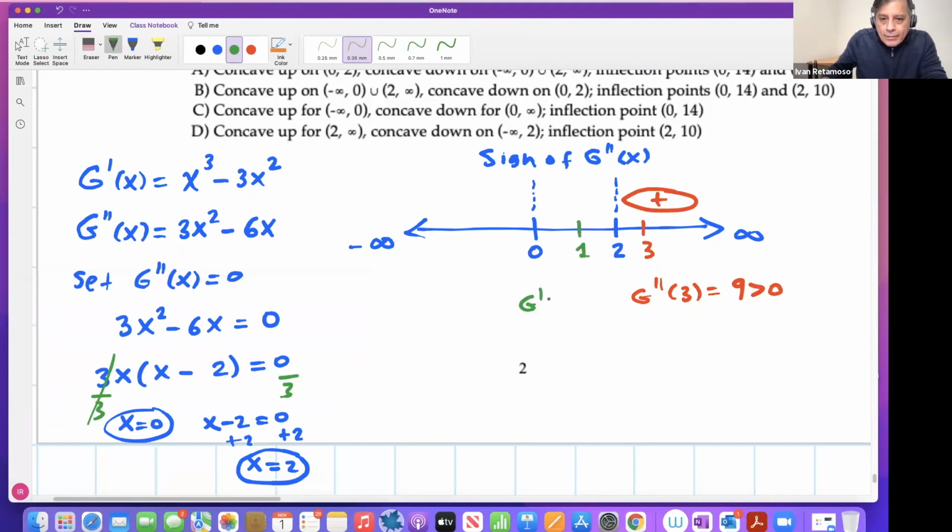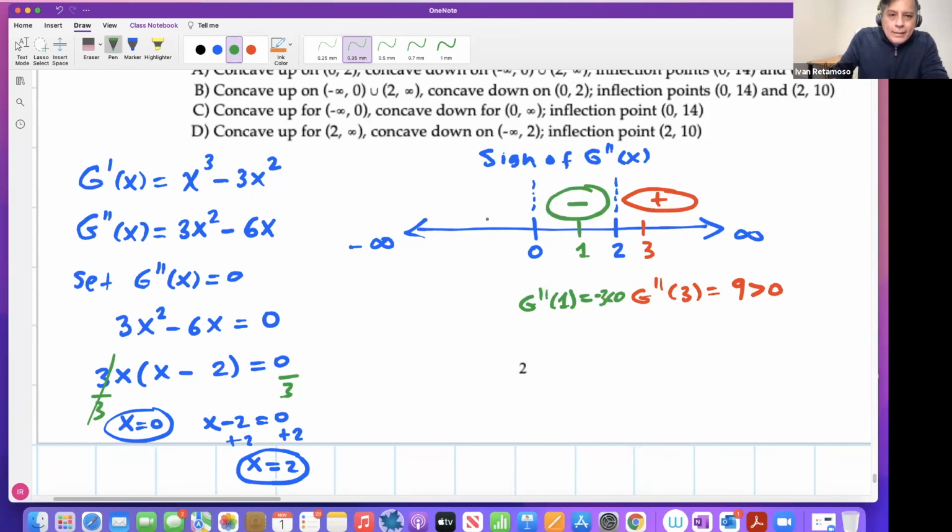I evaluate my second derivative at 1. This one we can do in our minds. This is 1 times 3, 3, minus 6 times 1, 6. 3 minus 6, negative 3, right? Negative. So all this is negative second derivative. Concave down, right?